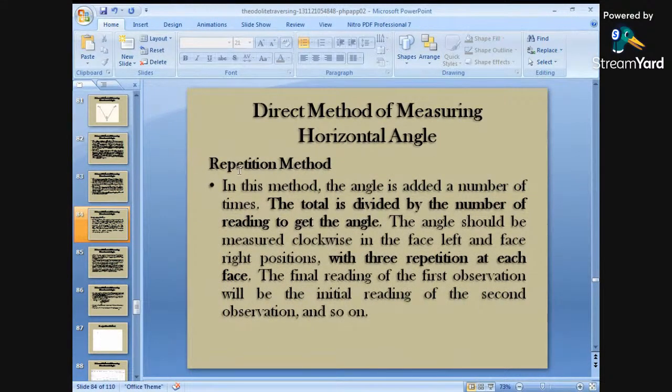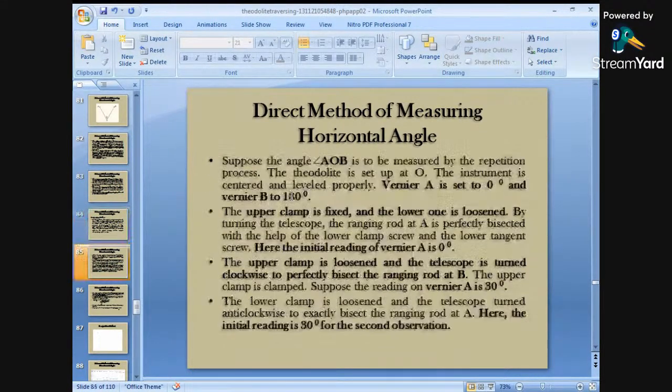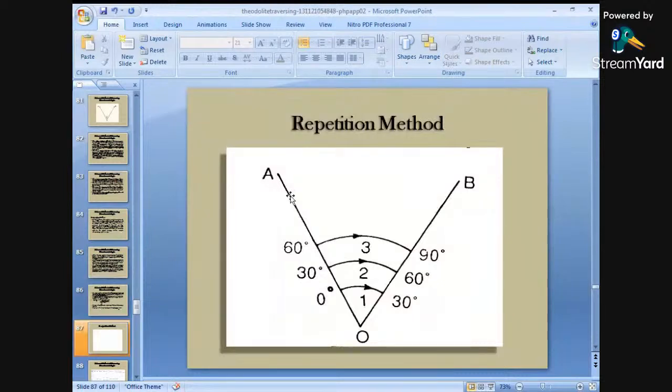After that, there is a repetition method. In this method, let me show you the diagram. Now two ranging rods have been fixed. One has been marked at point A, another one has been marked at point B. Your theodolite has been fixed at point O. After performing the temporary adjustment, that is your centering, after that, your leveling.